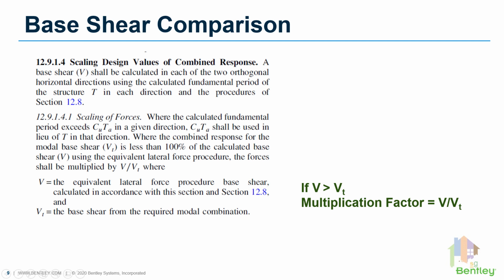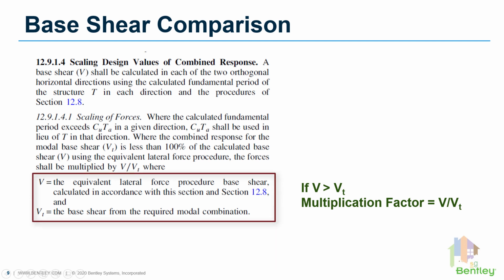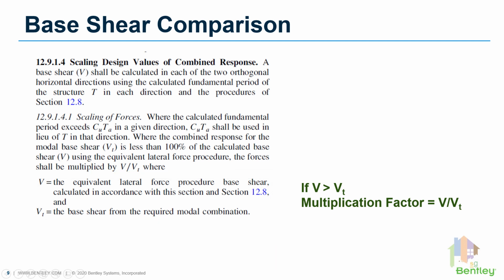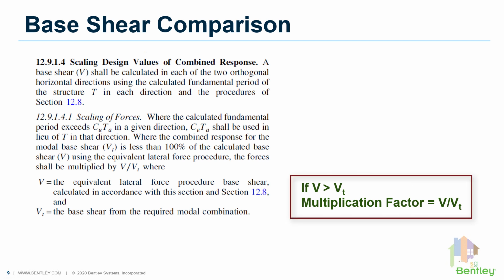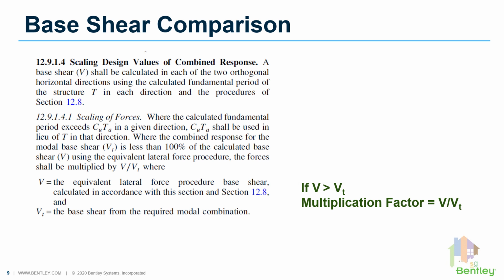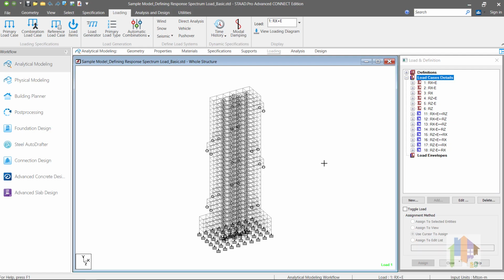Finally, I want to discuss another point which is important for dynamic analysis: comparison of base shear with the static seismic load case. If the base shear value obtained from response spectra is less than the base shear of the static seismic load, then we need to find out the ratio and use it in the response spectral load. How to do this? To compare this, we need to add a static seismic load case.